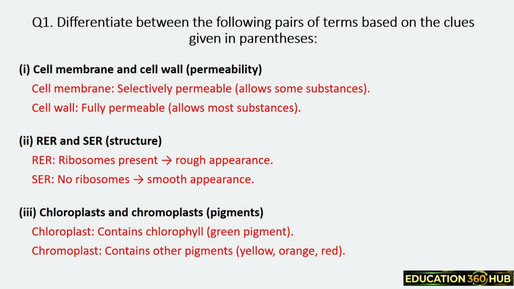Second, structure of rough endoplasmic reticulum and smooth endoplasmic reticulum. Rough endoplasmic reticulum, rough appearance because ribosomes present on its surface. Smooth endoplasmic reticulum, smooth appearance because no ribosomes present.